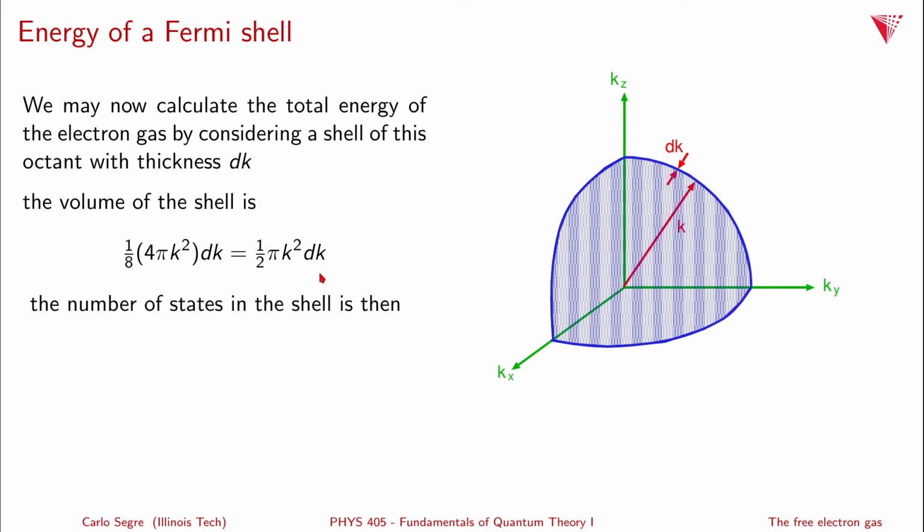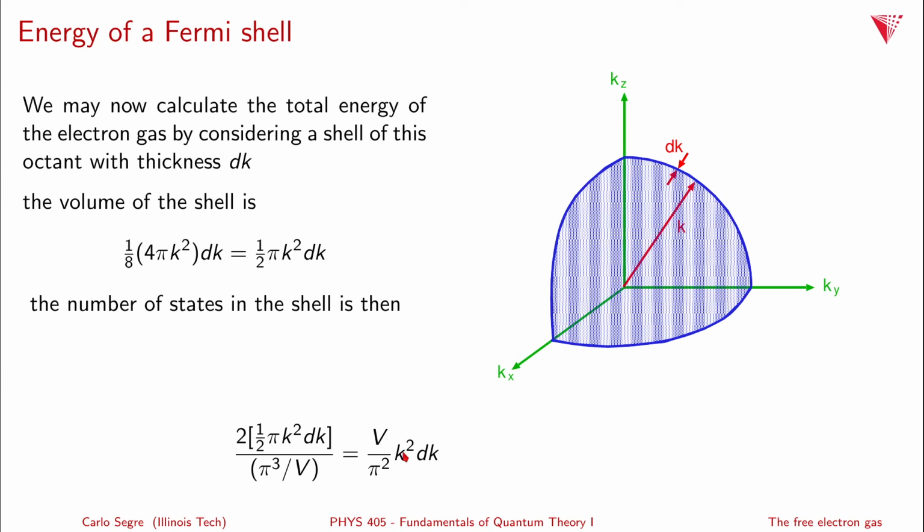The number of states in the shell, then, is just this volume divided by the volume per state. Well, that's the volume. We divide it by the volume per state, which is in reciprocal space, which is pi cubed divided by V. And we also have to multiply times 2 because we have 2 particles per state. This gives us V over pi squared times k squared dk. So this is the number of states in the shell of thickness dk with radius k.